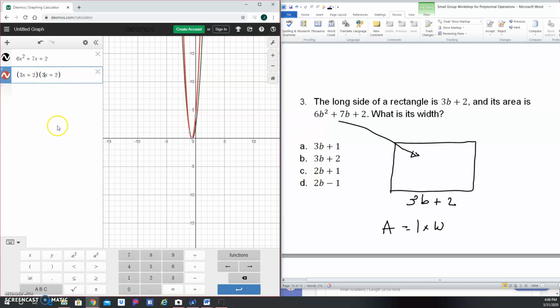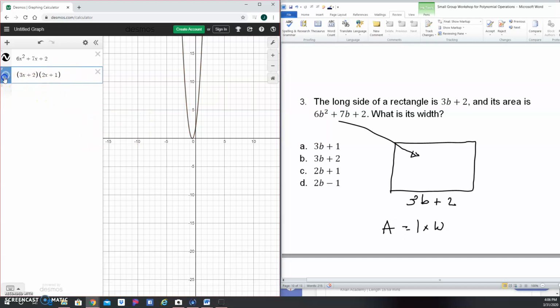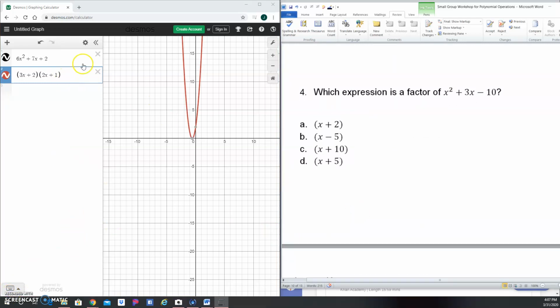So I'm now going to change this into 2x plus 1, which went on top. So let's turn that off and turn it on, and we can see that it's really on top of it. So here, the answer is letter C. Let's go to the last and final example.